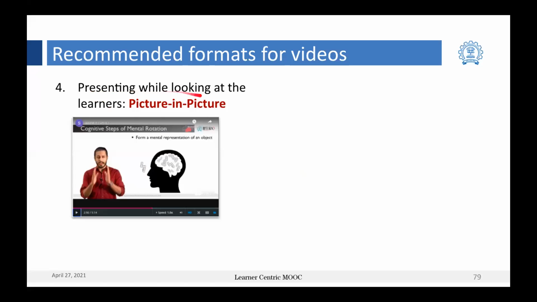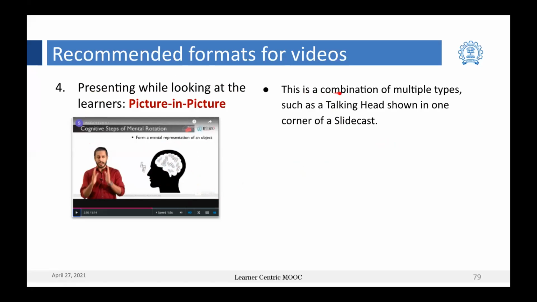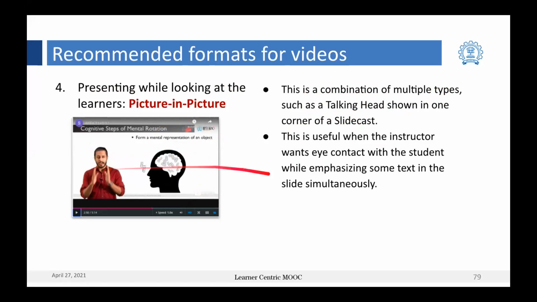Then the fourth one is a picture-in-picture mode. So this is like presenting while looking at the learners. So you have an instructor and the content as well. The content could be text, video, or graphics, anything. This is especially a combination of multiple types, such as a talking head shown in one corner of a slide cast. It's mostly useful when the teacher wants to have eye contact as well as want students to focus while emphasizing some text or content on the slide simultaneously.